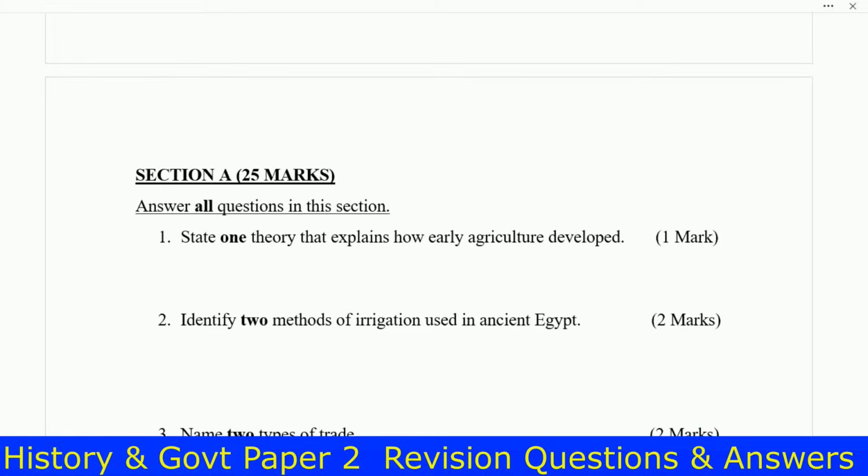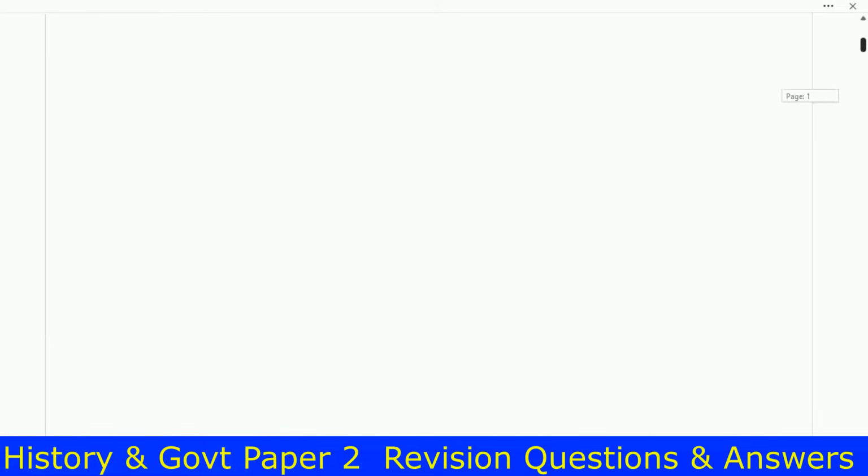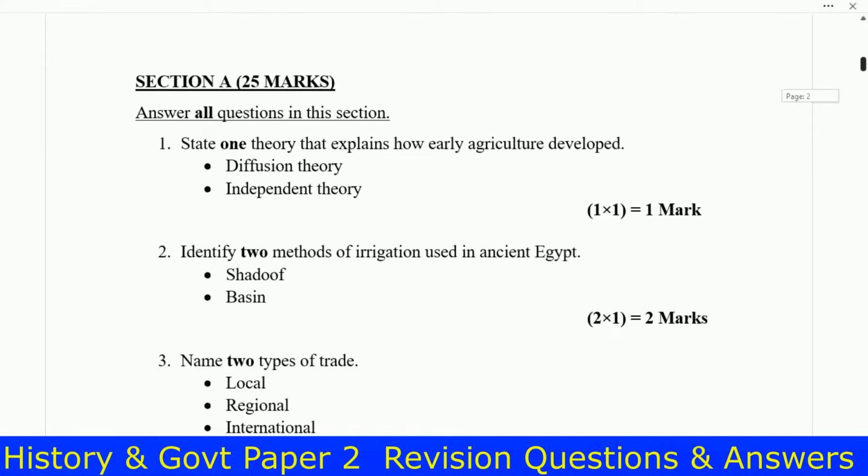Let's go to question number 1. You are told to state one theory that explains how agriculture began. The first theory is the diffusion theory, and the second one is the independent theory.